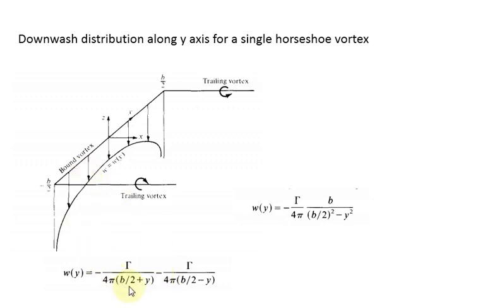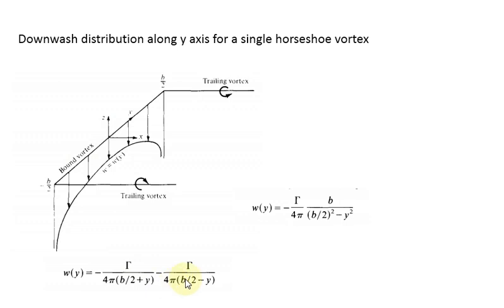Then for this b/2 plus y, how can I find that? Consider this vortex. We want to find the distance for this particular y. From here to the origin is b/2. We are calculating only the magnitude value, so don't bother about the plus. From this origin value b/2 distance, then plus this y. That is why we are getting b/2 plus y.